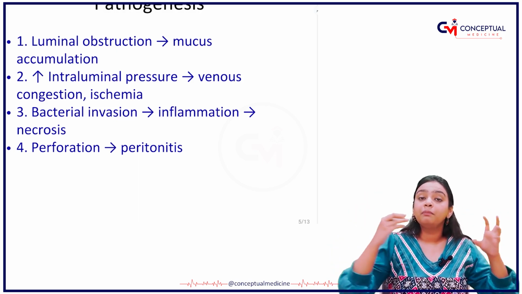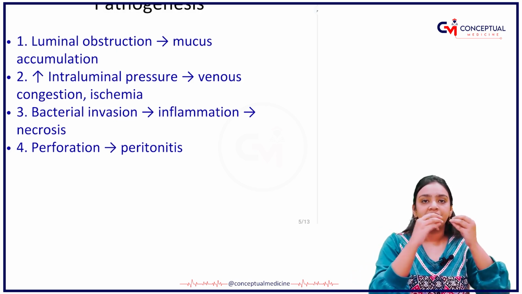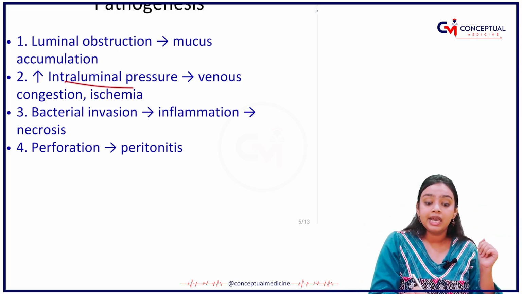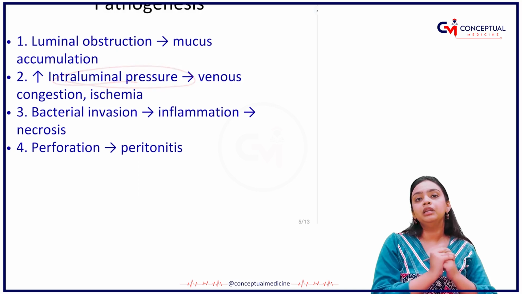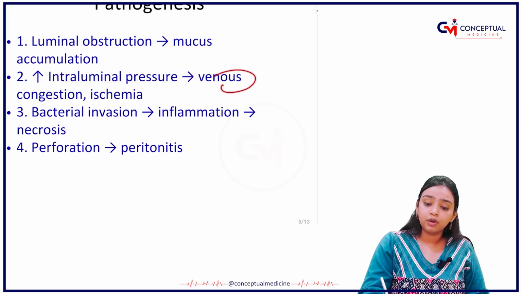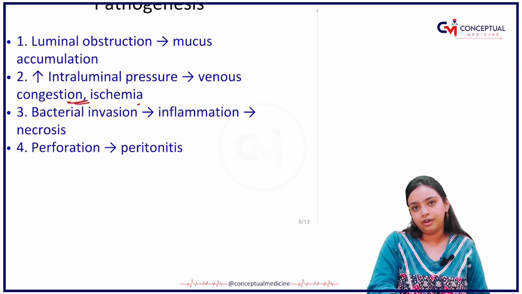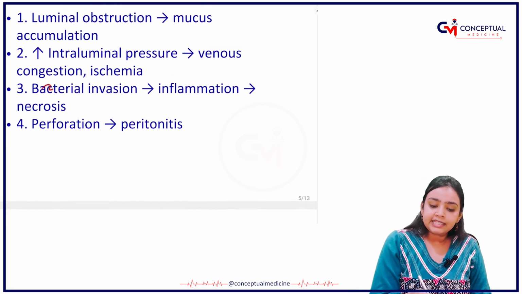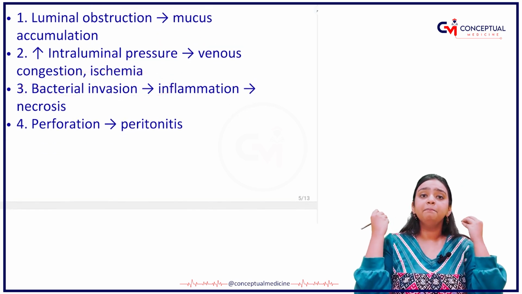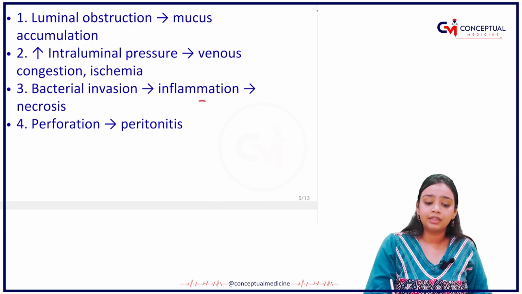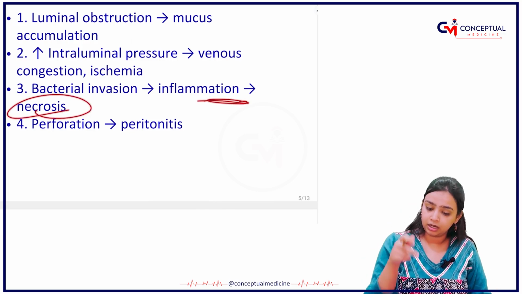The muscles of that region will try to stretch. There will be increased intraluminal pressure. As a result of which, what will happen? There will be venous congestion and there will be ischemia. Next, there can be bacterial invasion, so there can be inflammation and there can be necrosis.